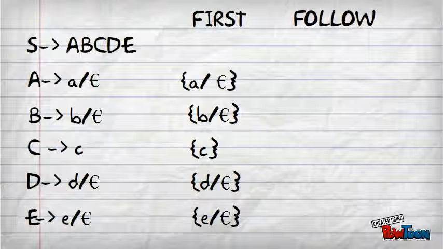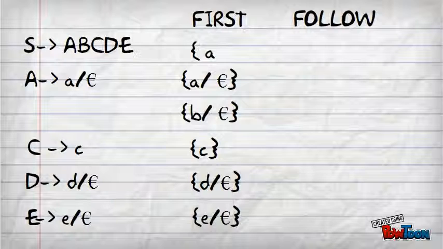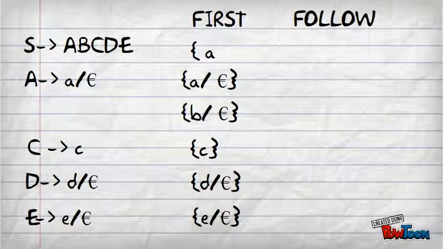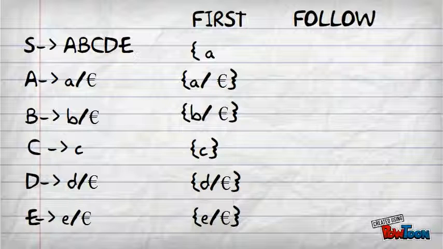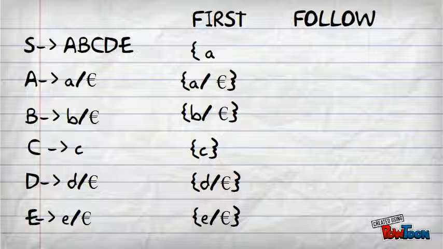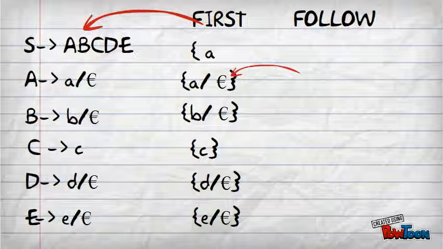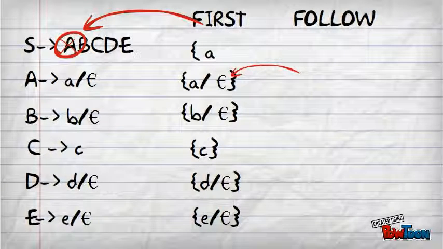So we need to find the first of S. If we're generating empty set from S, the first one that we are going to use is the A. Then what is the first of A? We simply copy the small a, and now we don't need to write down the empty set in first of S. We just simply substitute empty set in letter A, so letter A is going to vanish.